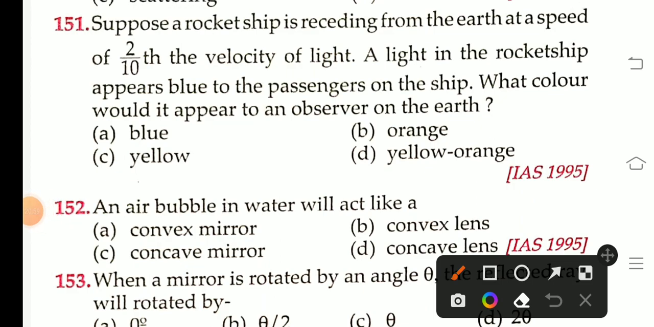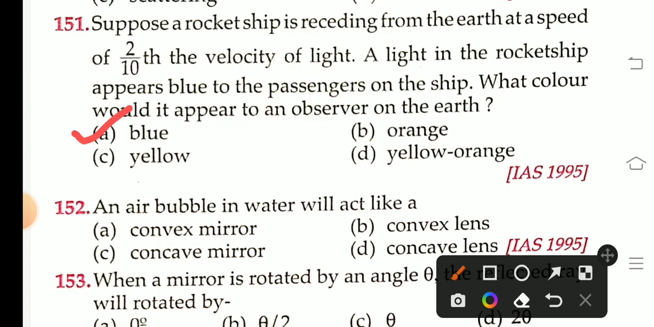Suppose a rocket ship is receding from the Earth at a speed of 2 by 10th the velocity of light. A light in the rocket ship appears blue to the passengers on the ship. What color would it appear to an observer on the Earth? Right answer will be option A, blue.